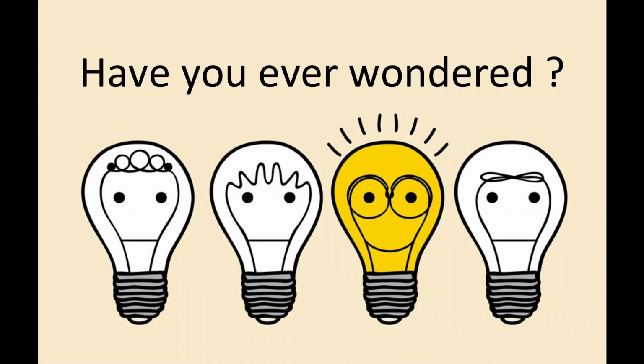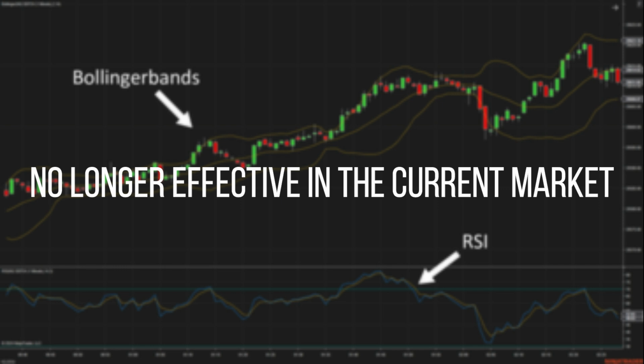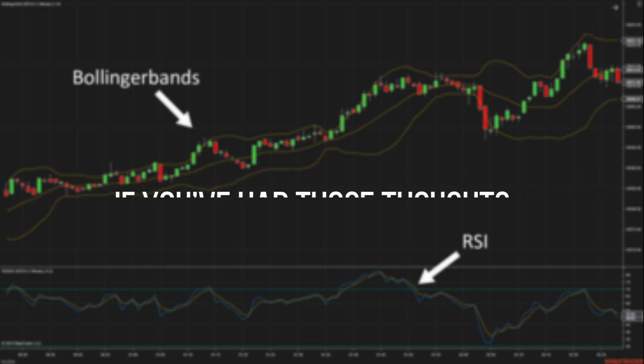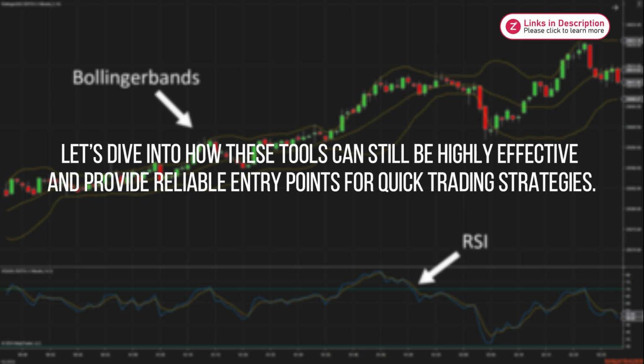Have you ever wondered if indicators like Bollinger Bands and oscillators such as RSI, MFI, and stochastic have lost their relevance in today's trading market? If you've had those thoughts, let's dive into how these tools can still be highly effective and provide reliable entry points for quick trading strategies.